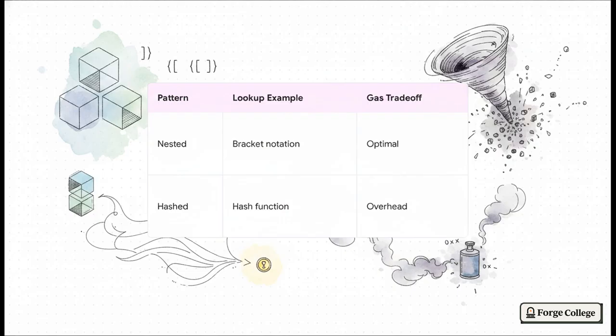But hashed composite keys really shine when you want a single unified mapping interface, or if your keys are already bundled together as a tuple anyway. Now, gas tradeoffs are generally pretty comparable for storing, but keep in mind that extra keccak256 hashing step does add a tiny bit of computational overhead to your read and write calls.